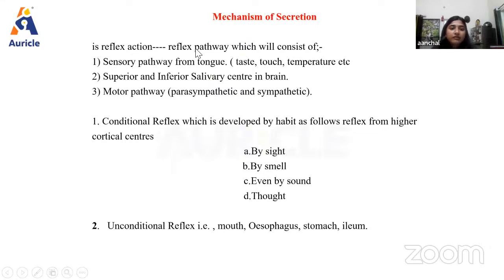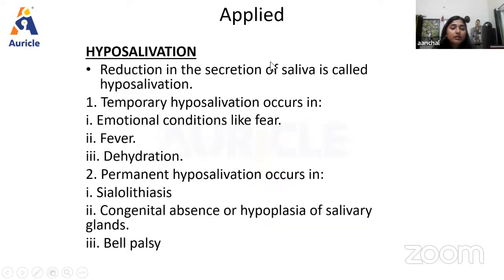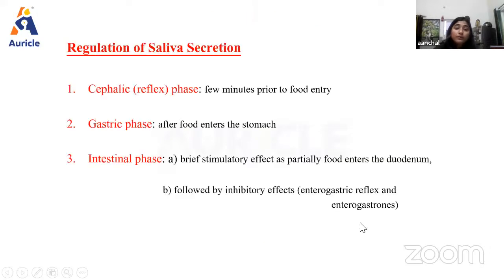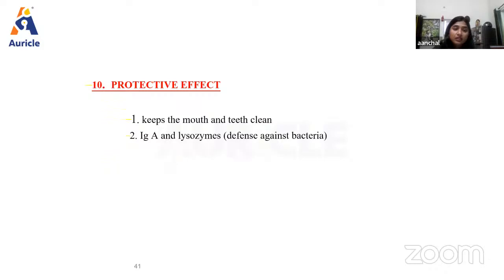The mechanism is a reflex action, a reflex pathway, which consists of a sensory pathway from the tongue, touch, taste, temperature, etc. Then the superior and inferior salivary centers present inside the brain. Then the motor pathway that contains sympathetic and parasympathetic stimulation. The conditioned reflex, which is developed by habit, follows reflex from higher cortical centers by sight, smell, even sound, or by thought. In the conditioned reflex, the food should be present inside the mouth or in the esophagus, stomach, or ileum. I hope the regulation of saliva secretion is very clear to the students.